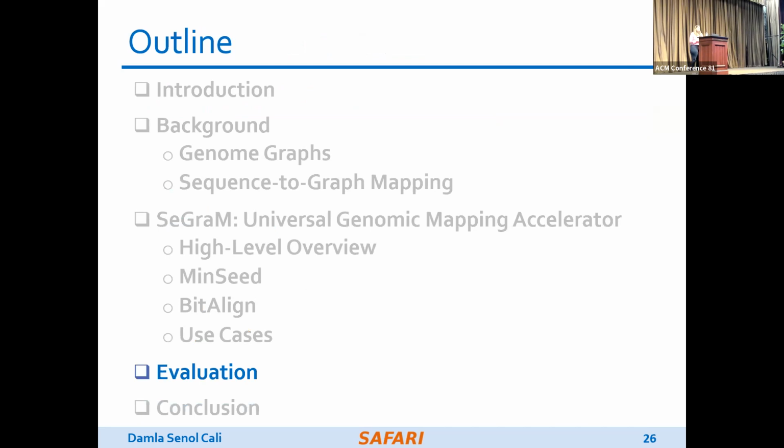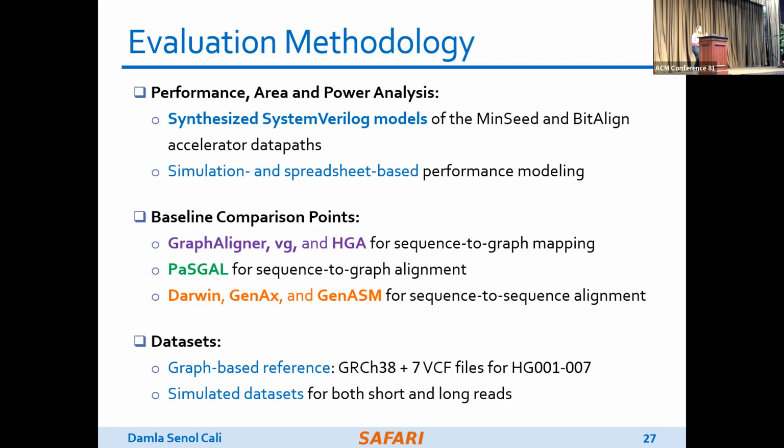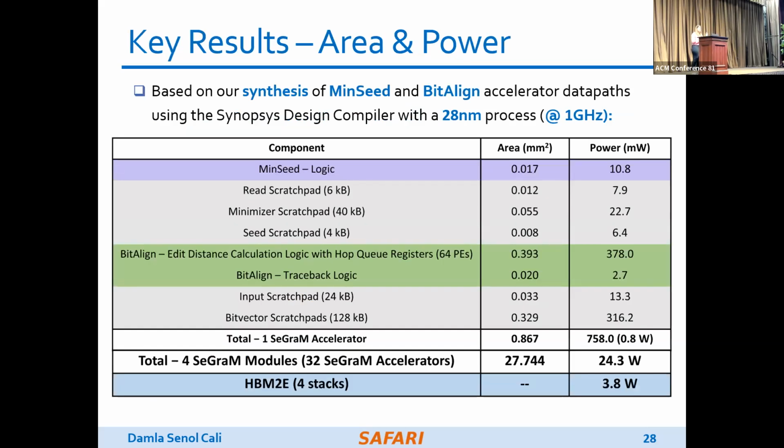Let's look at our evaluation of the SIGGRAM design. I won't be able to go into details of our methodology, but you can refer to our paper or we can talk offline. Based on our synthesis of the MinSeed and BitAlign accelerator data paths, total area overhead of SIGGRAM attached to all 32 channels is around 28 millimeters square, and the total power consumption is around 28 watts, including the HBM power. And we find that main contributors for the area overhead and power consumption are hop queue registers, since they constitute more than 60% of the area and power of BitAlign logic, and also the bit vector scratchpads.